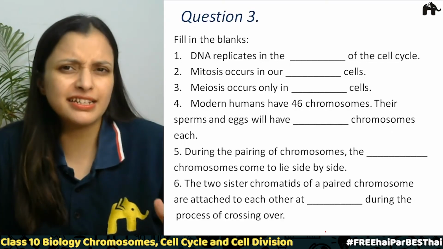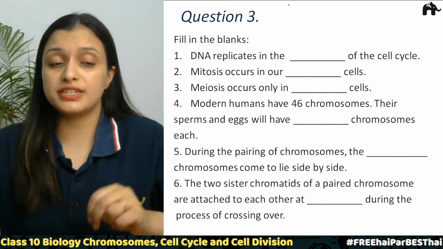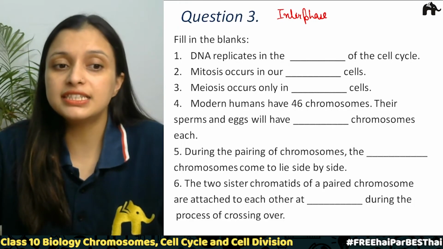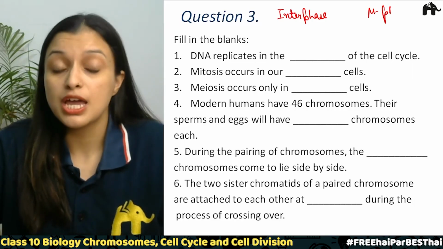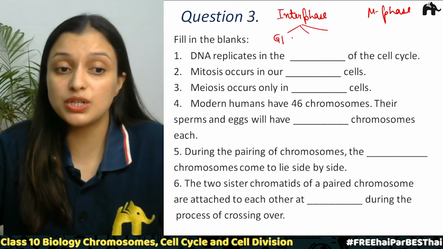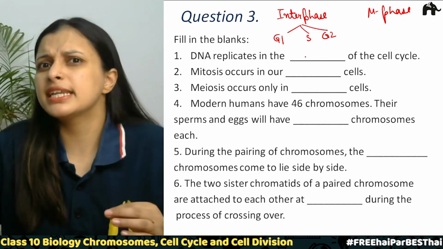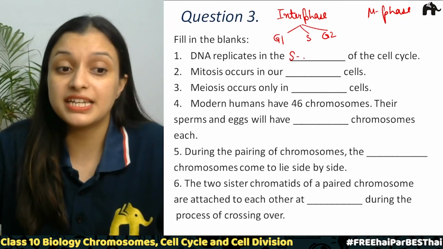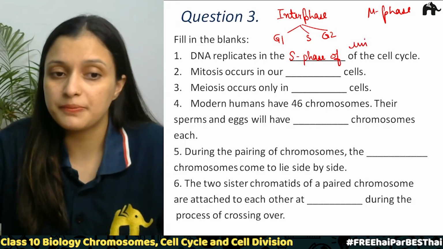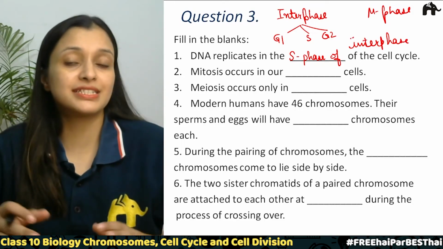So where does this DNA replicate? Do you remember we studied the cell cycle in 2 phases. The first phase was interphase, right? And the second phase was M phase. In interphase there were 3 stages, right? So it was G1, S and G2. In which phase was this DNA replicating? It was replicating in S phase of interphase of the cell cycle, correct? So I hope this is clear.